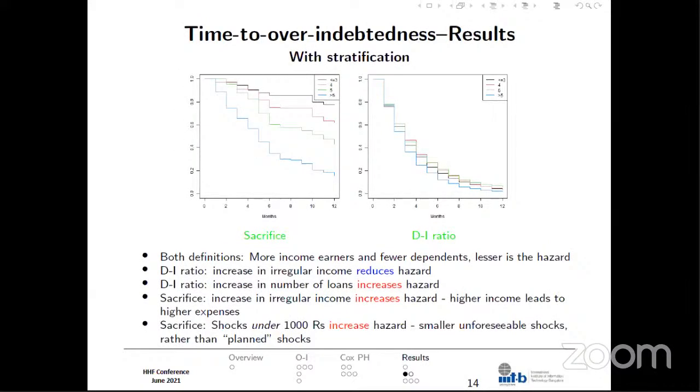So what we did here was we constructed about four models using the two definitions. For each definition, we constructed a model with and without stratification. What I'm presenting to you here is the graph on the left. I'm hoping that all of you can see the lines that are present in the graph. This is a plot of the survival function as a function of time.